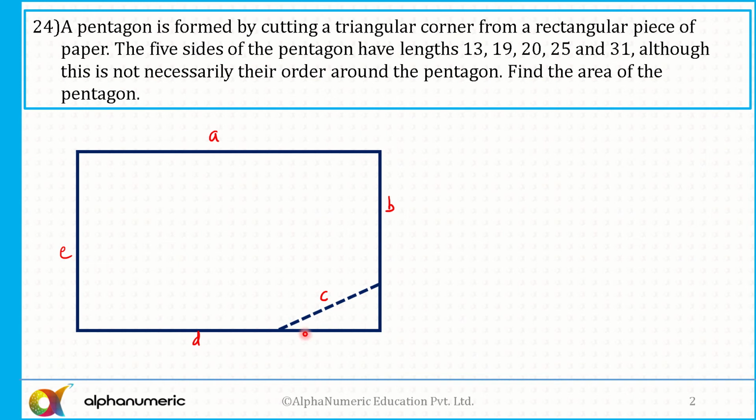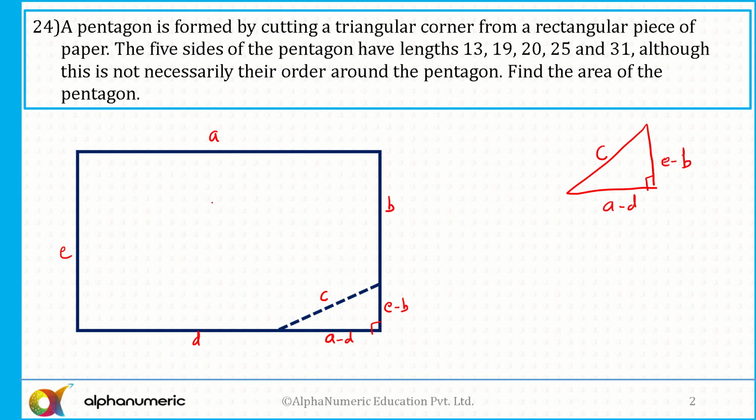So this length comes out to be A minus D. I can write that this length is equal to A minus D. Similarly, this length is equal to E minus B, as this entire length is equal to E. So I can say this is E minus B. Now, once this is done, we are getting a right angle triangle, in which this angle is 90 degrees, the hypotenuse is C, and the other two sides are A minus D and E minus B.